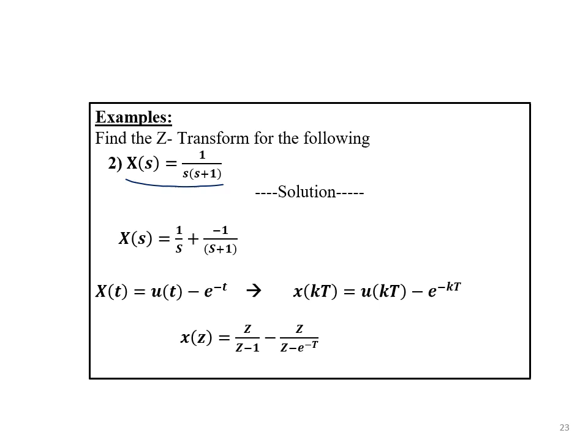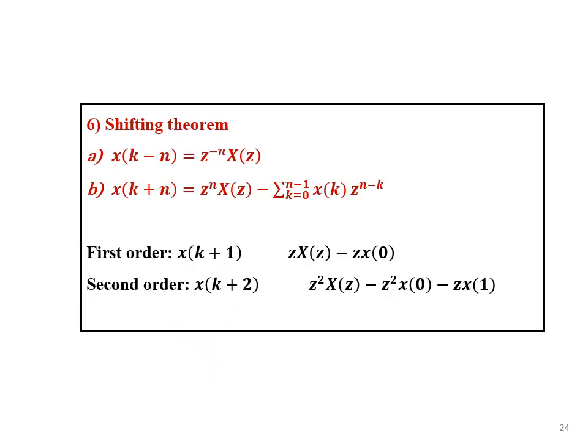If we have x of s equals 1 over s times s plus 1, we get the partial fractions 1 over s plus negative 1 over s plus 1. The first one is a unit step minus exponential e to the power negative t. We get the discrete time u of kt minus the exponential; for the unit step, z over z minus 1, and for the exponential, z over z minus e to the power negative t.